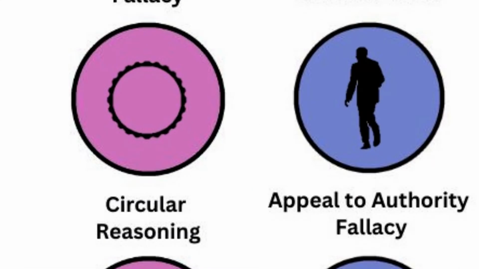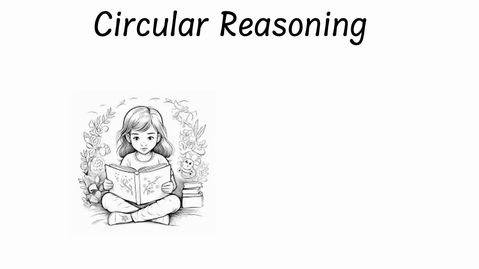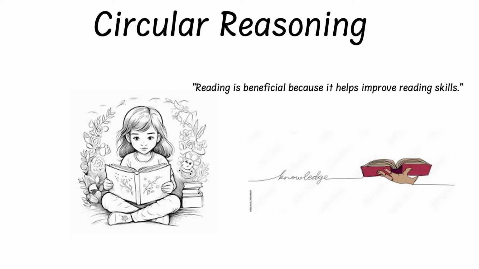Circular reasoning. Circular reasoning, or begging the question, occurs when the conclusion of an argument is assumed in the premises. The argument goes in a circle, with no independent support for the conclusion.